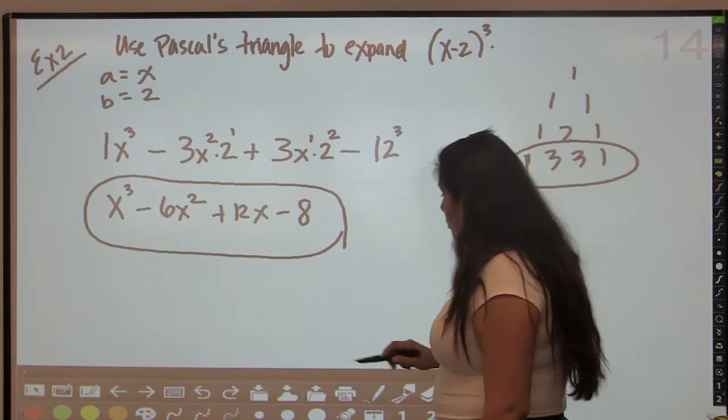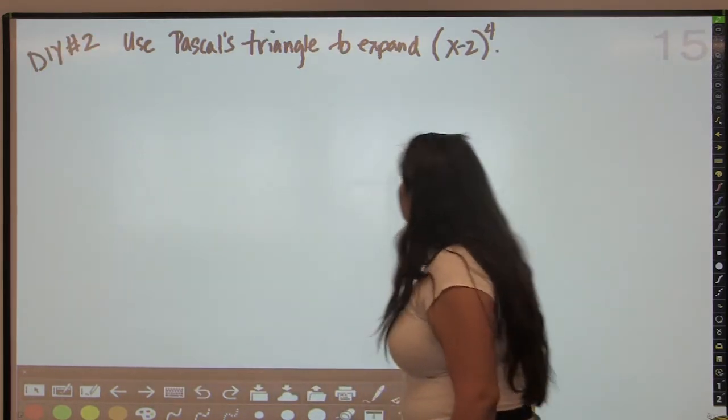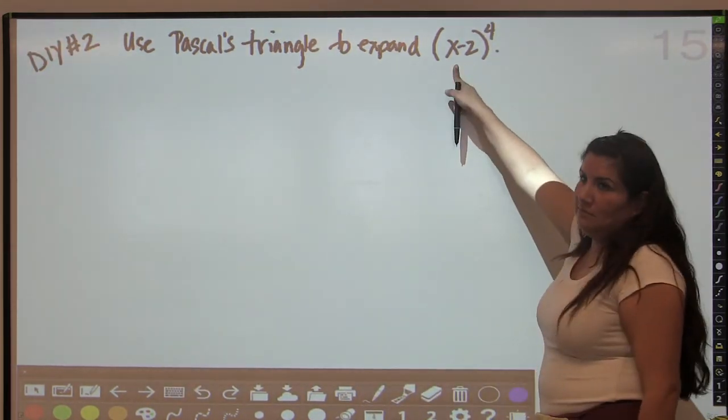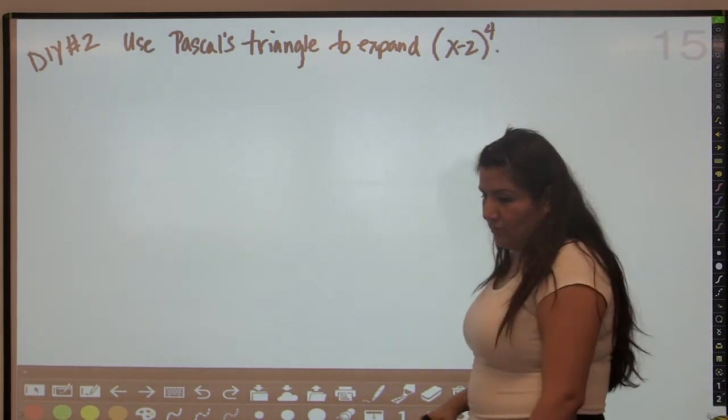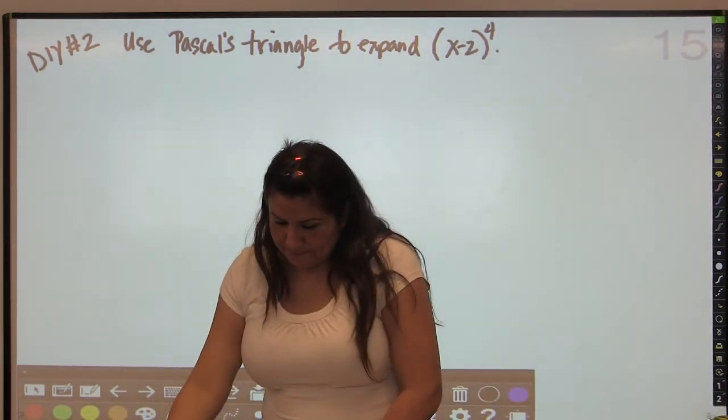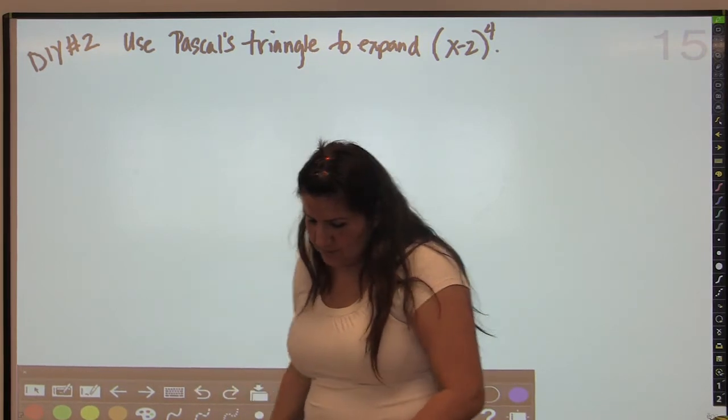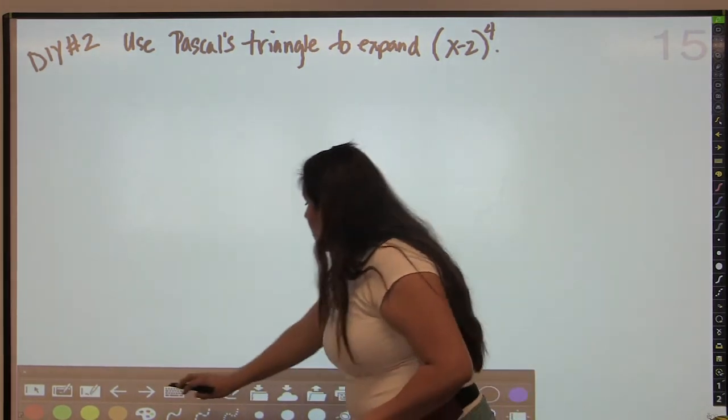All right, so now you are going to try 1. It's the same binomial here, but it's to the 4th power, so it's 1 tier down, I guess. So if you will do that, and then we will go on.